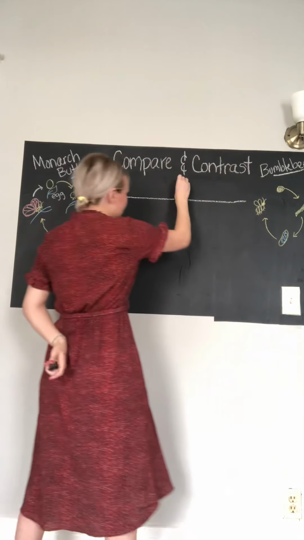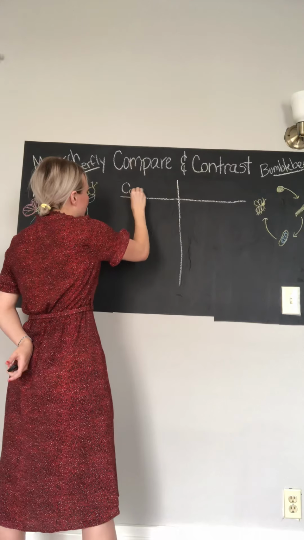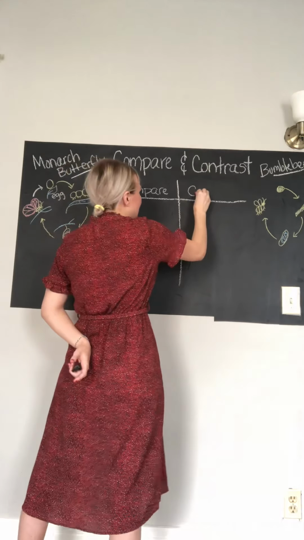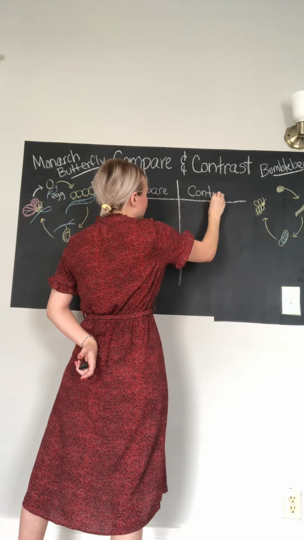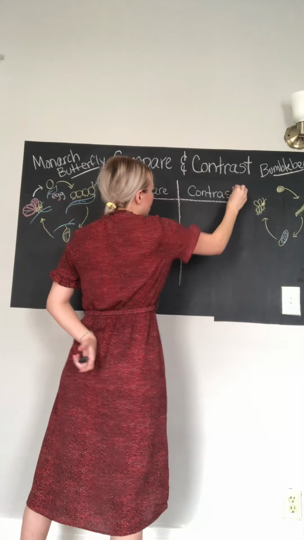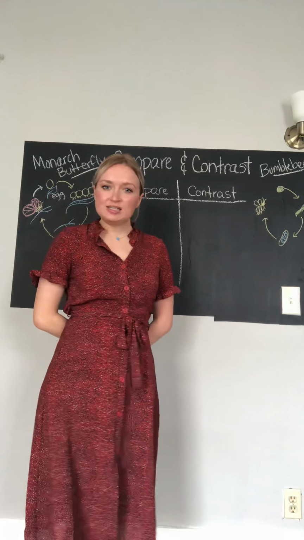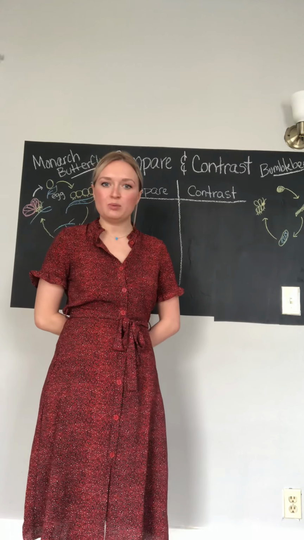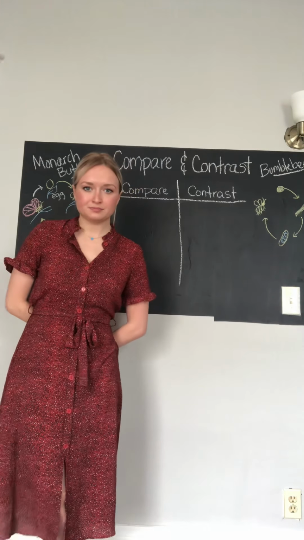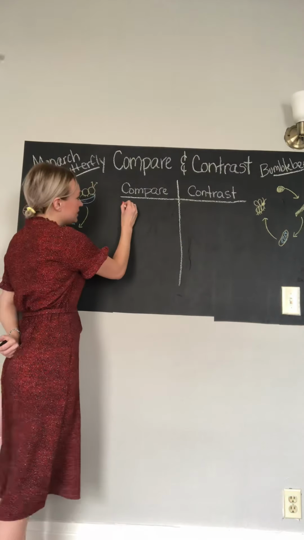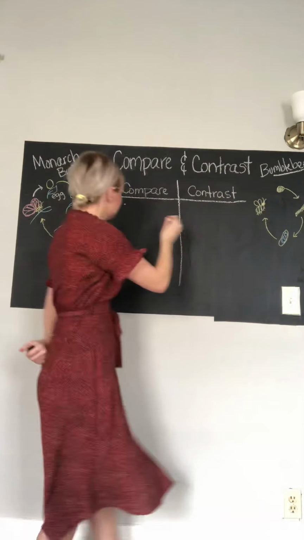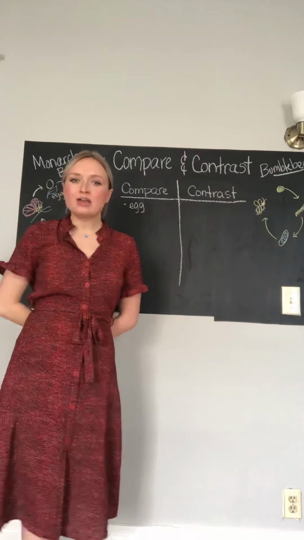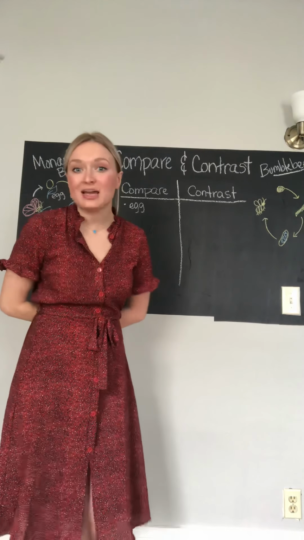I like to start off with a T-chart. Comparing and contrasting information will go inside this T-chart. Let's think for a moment. What things did you just hear that are similar between monarch butterflies and bumblebees? Well, I can see here on our charts that they both start in an egg phase. So they both have eggs, or come from eggs.